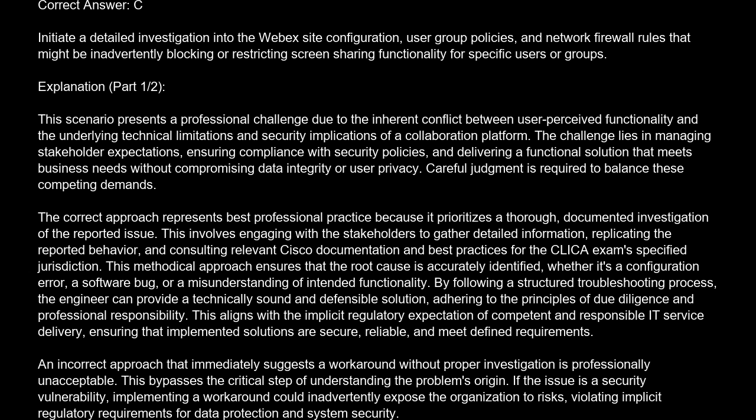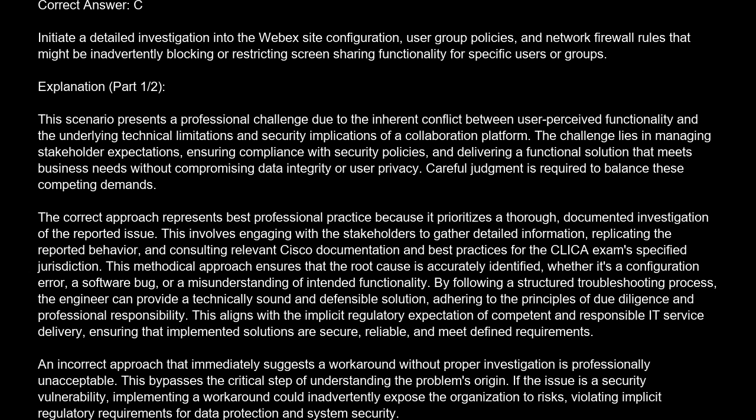This involves engaging with the stakeholders to gather detailed information, replicating the reported behavior, and consulting relevant Cisco documentation and best practices for the CLICA exam-specified jurisdiction. This methodical approach ensures that the root cause is accurately identified, whether it's a configuration error, a software bug, or a misunderstanding of intended functionality.